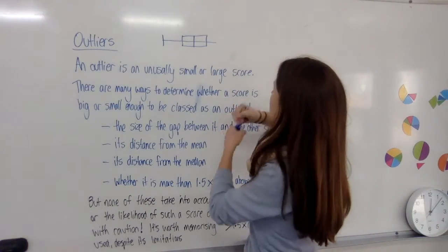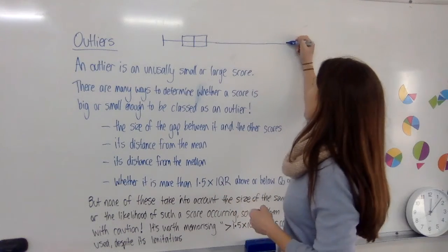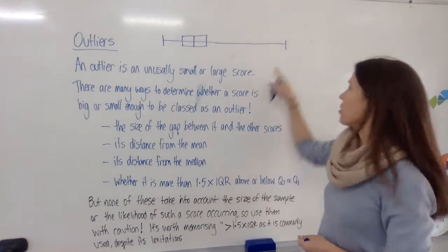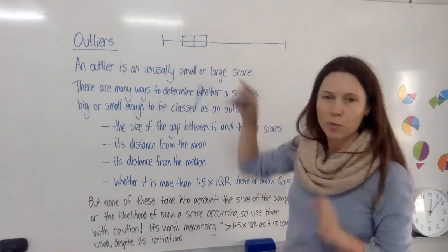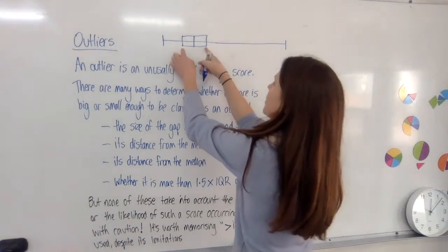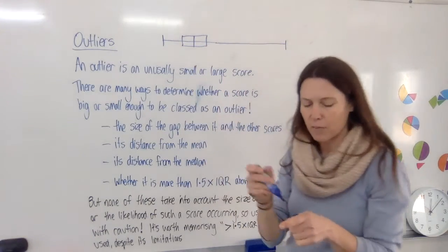Whereas if you had a score that was really, really big, you'd say, look, this score is a long, long way above the Q3. It's more than 1.5 times the interquartile range away. Does that sort of make sense?